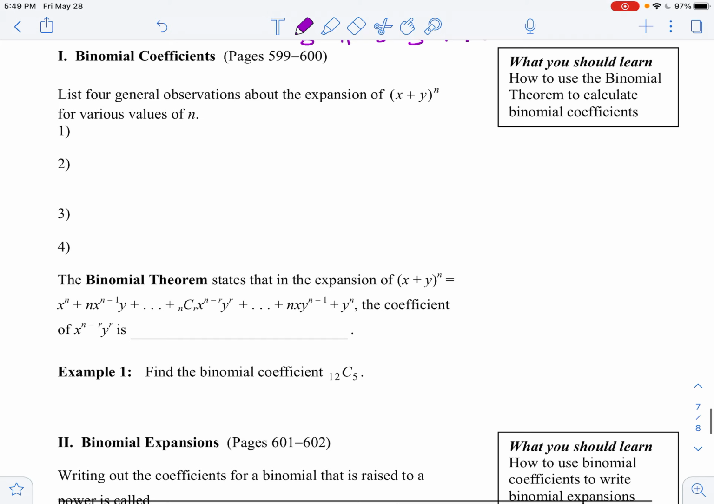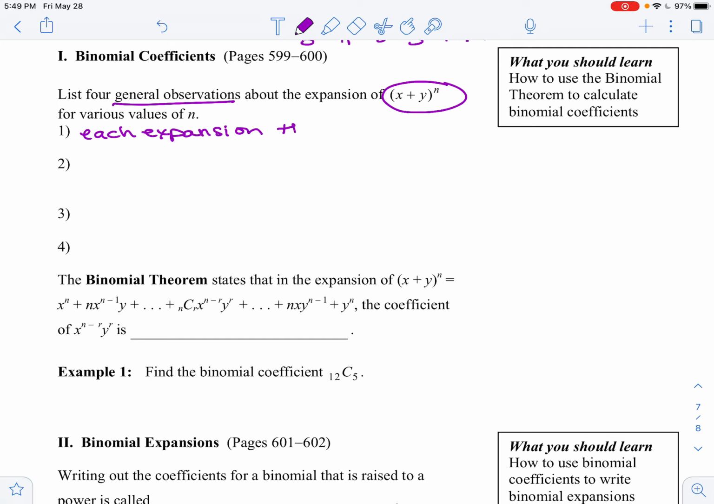So let's go ahead and list 4 general observations about the expansion of what it would look like to expand a binomial x plus y by some value of nth degree. So here's the thing. Number 1, each expansion has one more term than n. So we say n plus 1 terms.